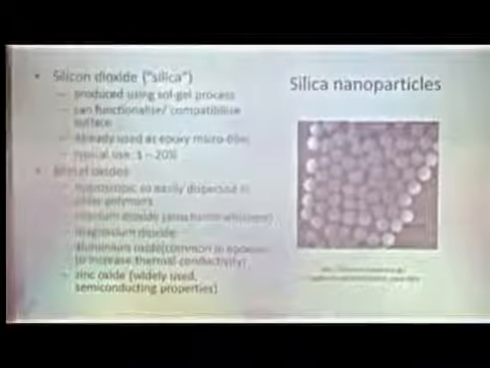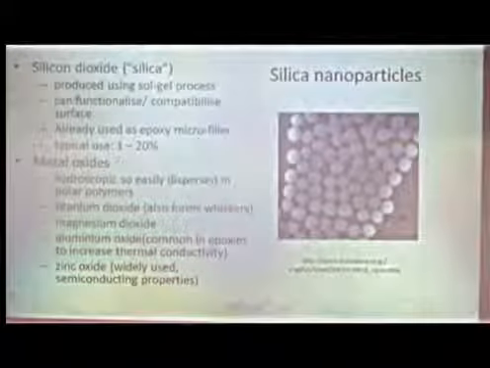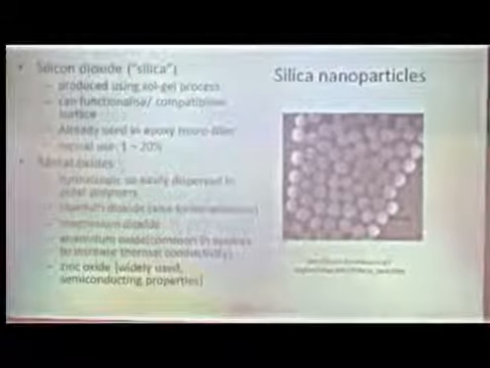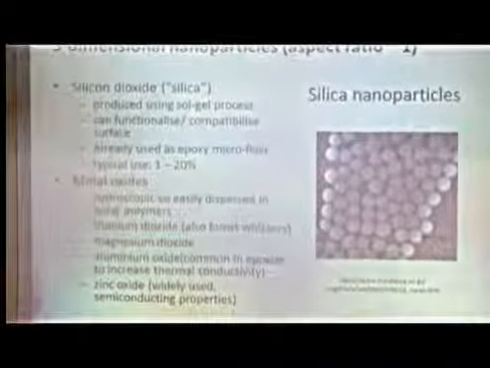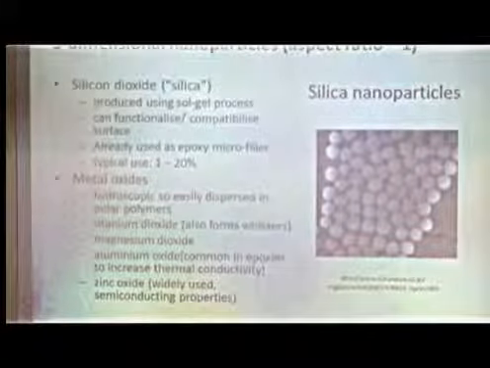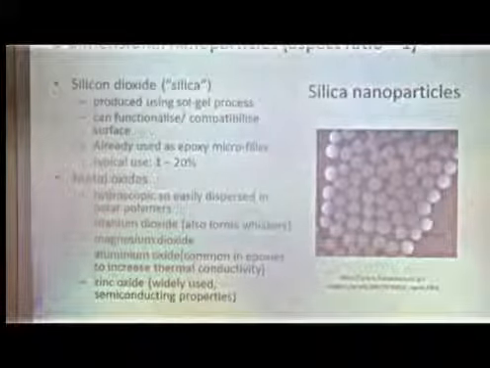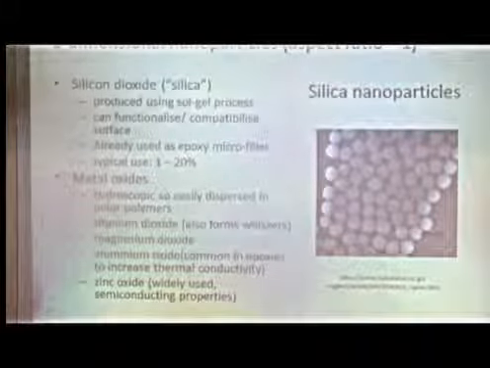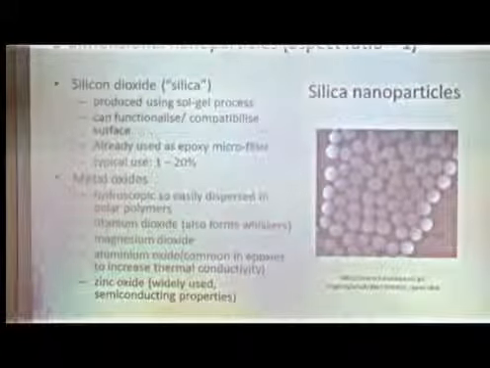So it was unsurprising that silica was one of the first fillers to be used. It can be produced using the sol-gel process, quite reliable for nanoparticles, and we can functionalise or compatibilise the surface of those, and I'll say a little bit more about that in a minute as well. And typically we're using low volume fractions of these materials. I put 1 to 20%, but probably typically around 3 or 4%, something like that.